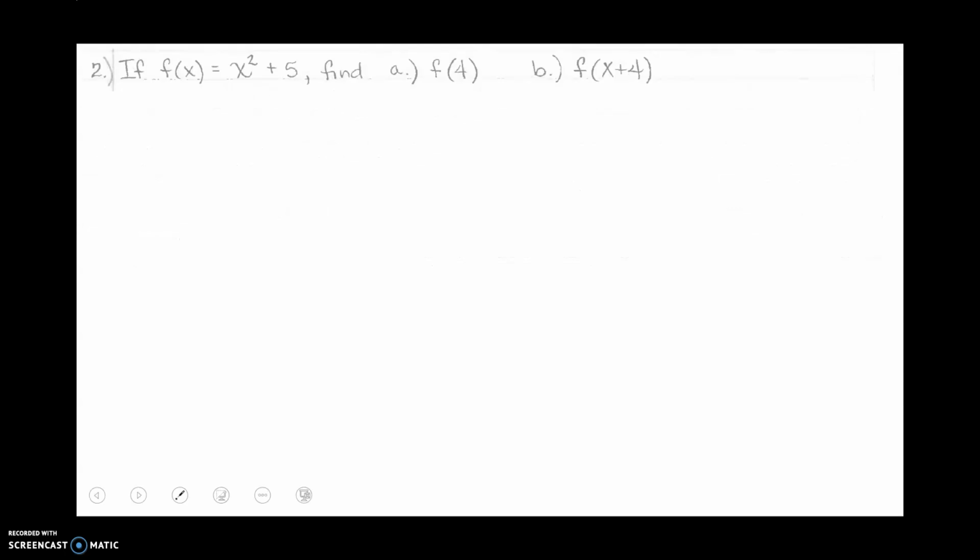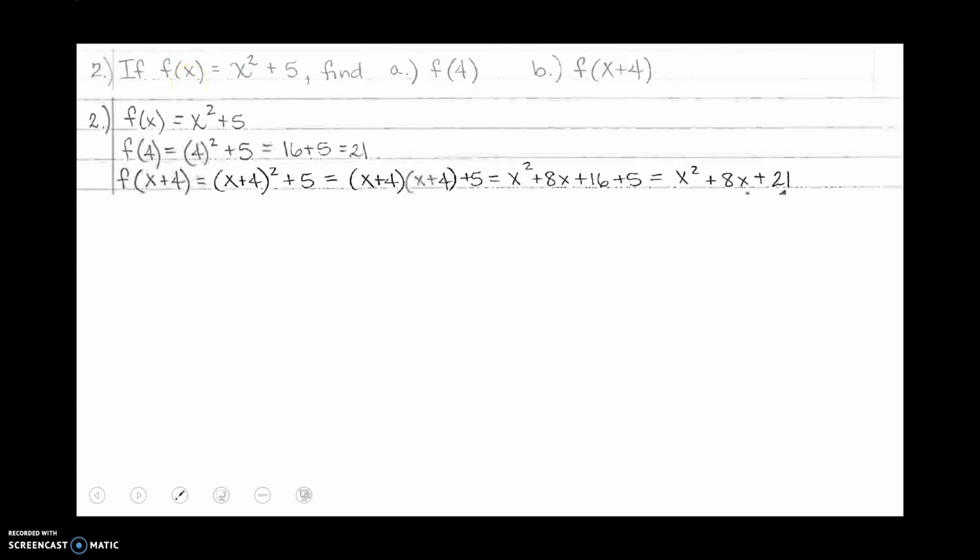All right, then for the second one, they asked me to find f of 4 and f of x plus 4. Now, what is f of 4 asking me to do? It wants me to put 4 in the place of x. All right, so for f of 4, I'm just going to put 4 in the place of x right here. So 4 squared would be 16, and 16 plus 5 is going to give me 21.